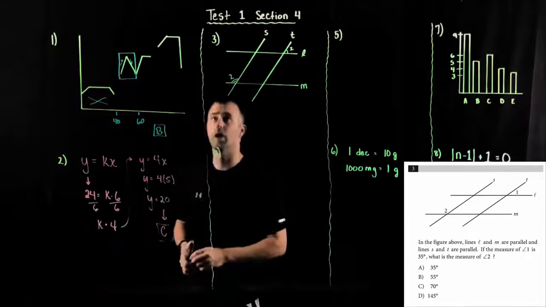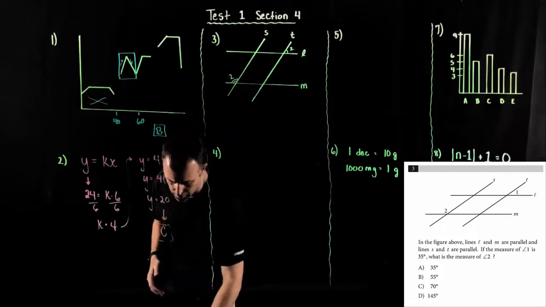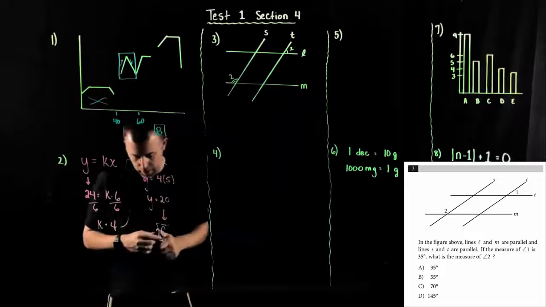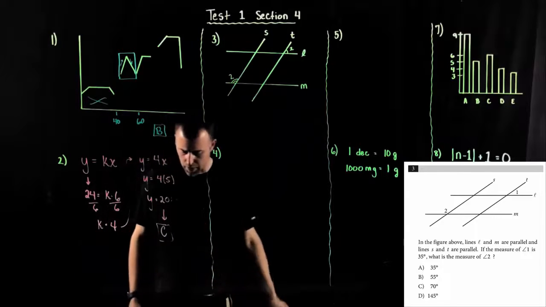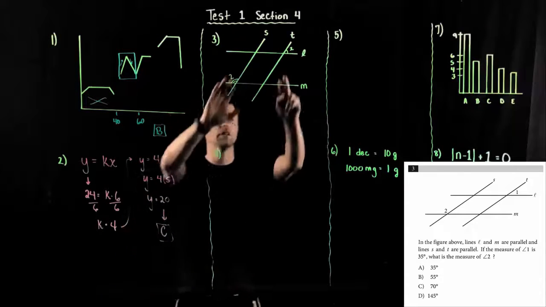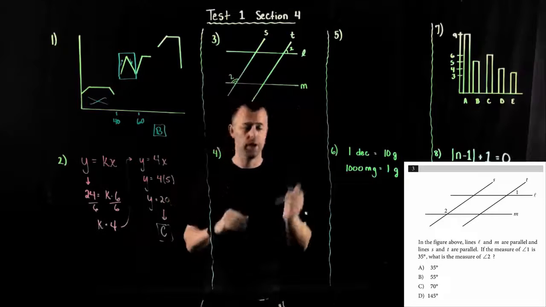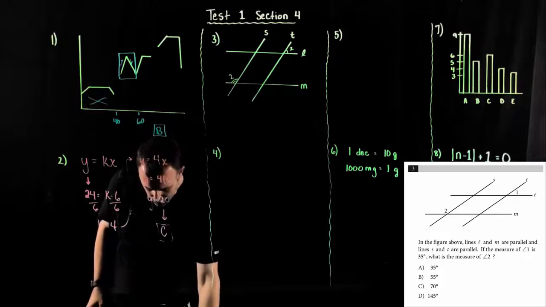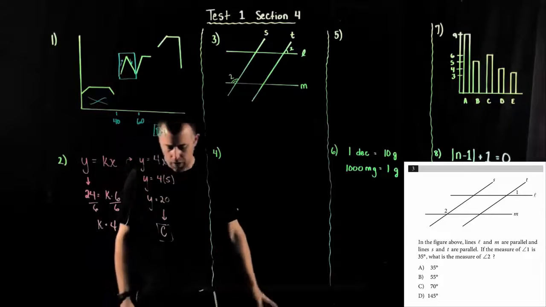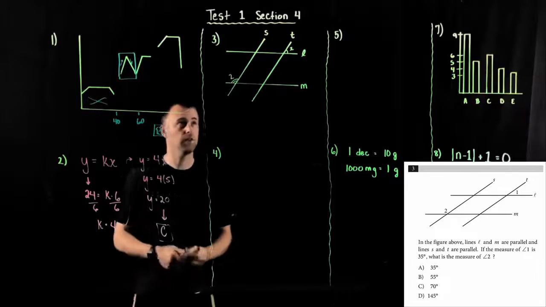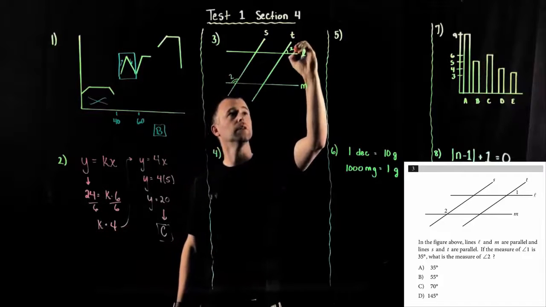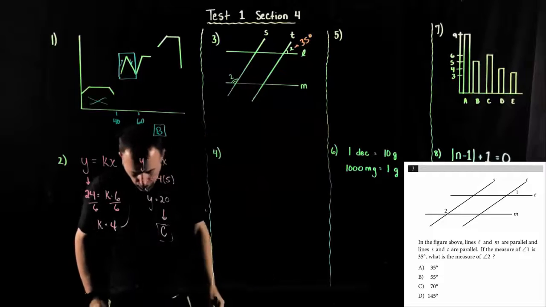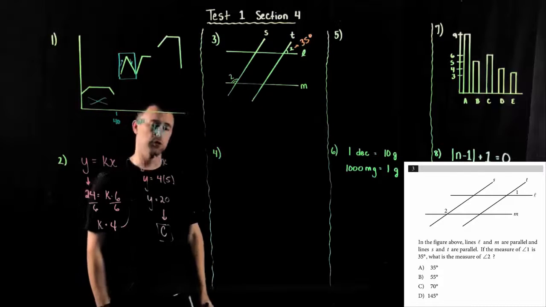So keep going here. We're now moving on to number 3. And this one is giving us this picture. And it says in the figure above, lines L and M are parallel. And again, you can kind of tell they're parallel. If you want to label that, go right ahead. You don't need to, though. But they're saying that they're parallel, and S and T are also parallel. So if the measure of angle 1 is 35 degrees, I'm going to go ahead up here and label this 35 degrees. What is the measure of angle 2?